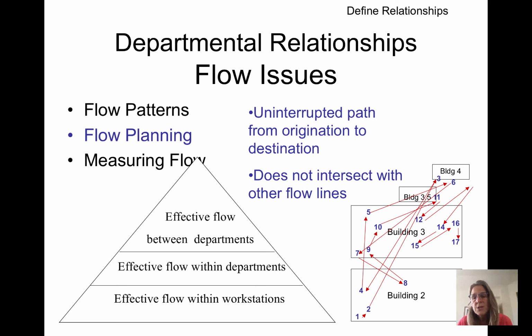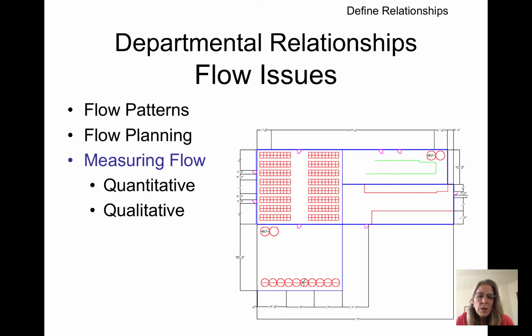One of the two things that you need to be thinking about when you're developing flow between departments is that there should be an uninterrupted path from origination to destination. So it should be pretty close, that there should be a path that you follow and it doesn't backtrack on itself. The other is that there shouldn't be any intersecting flow lines. And this would cause actual collisions or issues associated with products delaying because they're crossing paths of other products. So now that we sort of understand flow, how is it that we measure the flow?